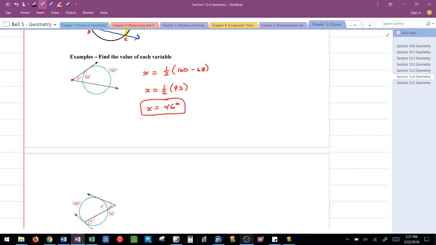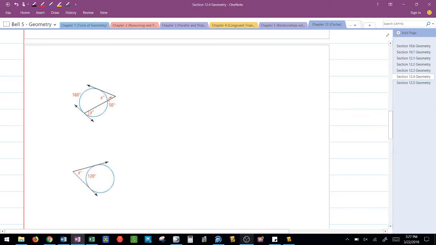So the hardest part about doing these problems is remembering, do I take half? Do I just say it's equal? Do I add and take half? Or do I subtract and take half? That's the hardest part about finding all these different angle pairs.